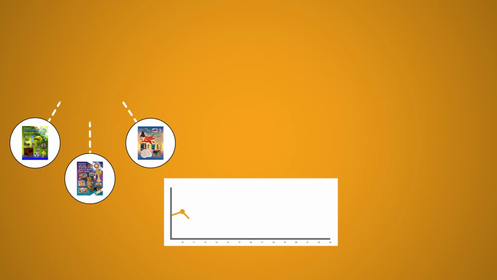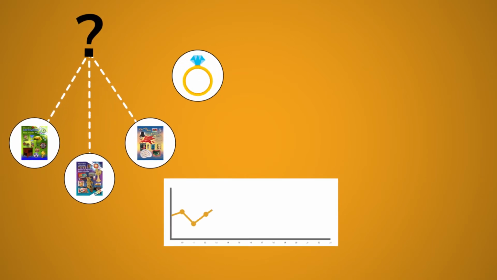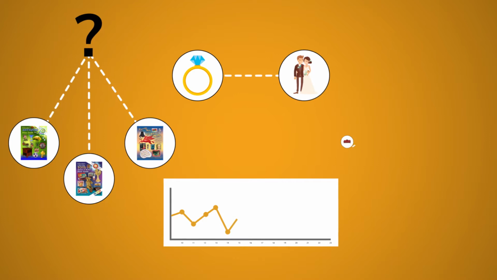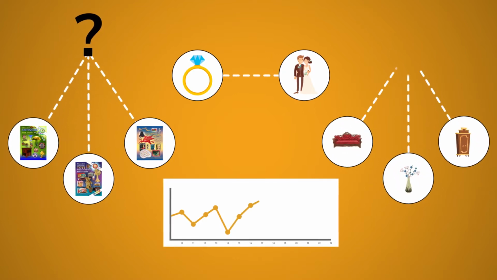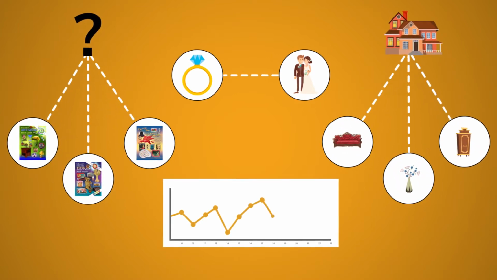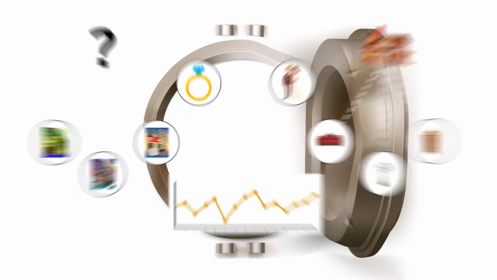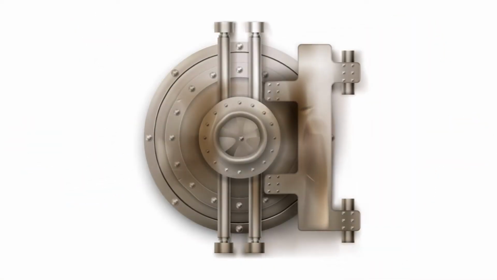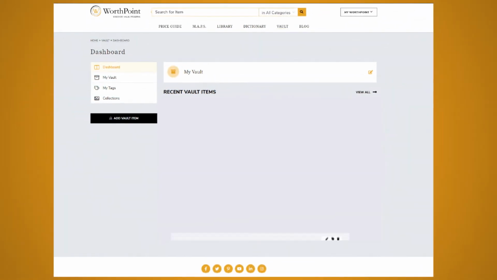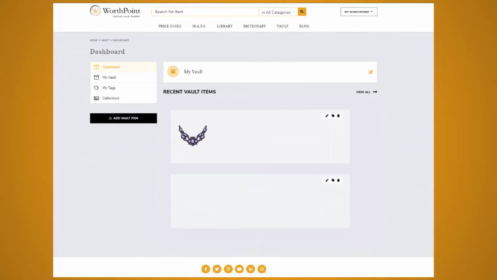Whether you struggle to value items in different collections, connect family heirlooms to their history, or even organize items within your house to prepare for estate planning and downsizing, the vault is a digital representation of your valuables, family heirlooms, and collections that helps you organize your items and track their value over time. Within your vault, you can organize your items as you see fit.